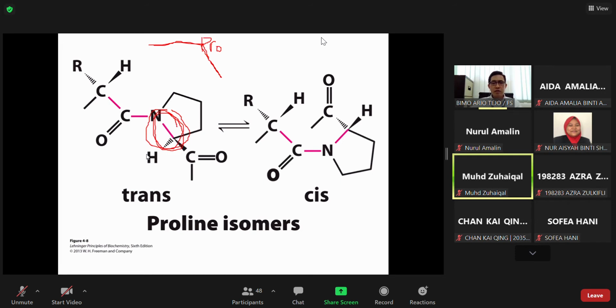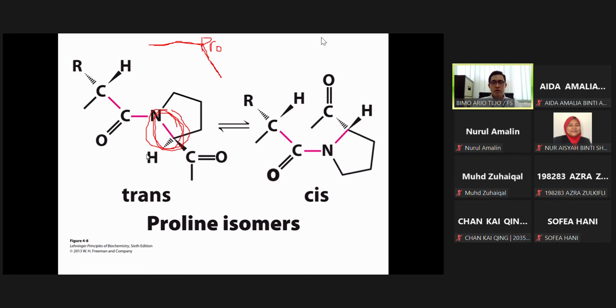And most of the time proline will be in the trans conformation. Only in a very specific situation will trans conformation change into cis, and it is unlikely to happen in normal situation. So they will maintain as a trans conformation, and the protein sequence will bend. The structure of the protein will bend.